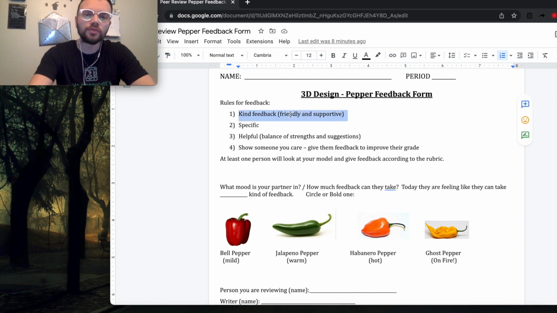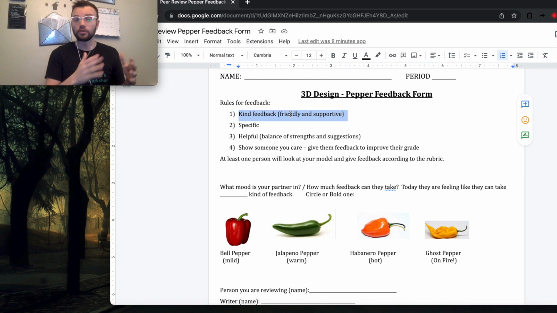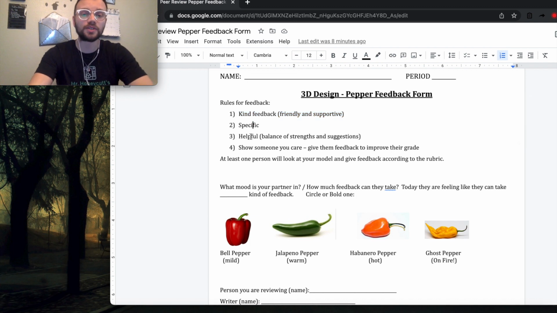And so the rules for the feedback is it's always friendly and supportive feedback. Remember, with constructive, the idea is that you are building someone up with each point of your criticism. Always make sure it's specific and helpful, and we'll go over how to do that on this form.